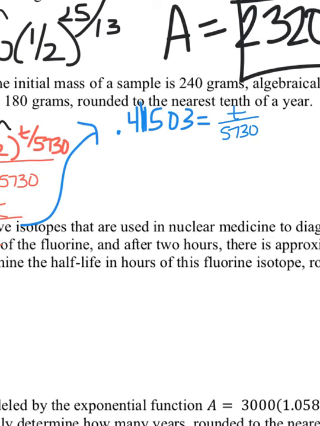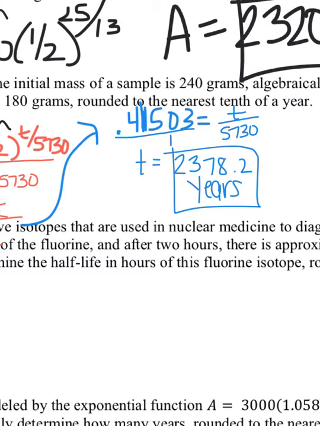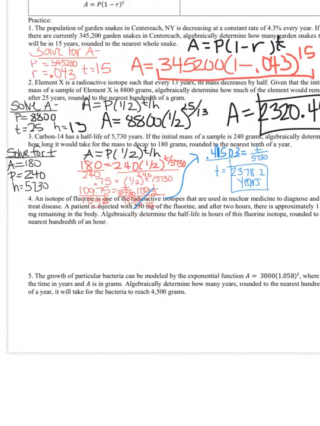Once you get to this step, you are always going to cross multiply. So I put this under 1 and I cross multiply. 1 times t is t equals 0.41503 and so on times 5730. And then what you get in the calculator is going to be your final answer. So then you can round that to the nearest tenth of a year, which is 2,378.2, and that's years that we're talking about. Okay? And that's it. Next, let me erase some of this that ate into this last question.